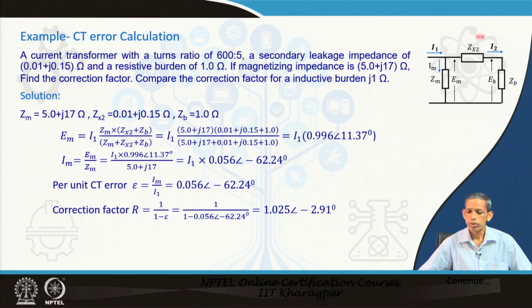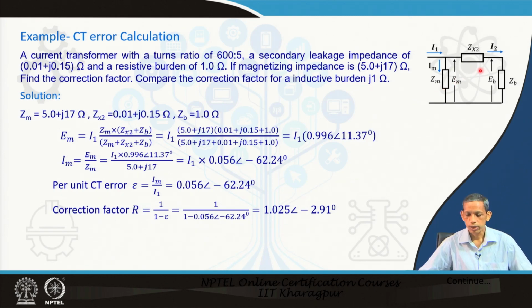So, in the equivalent circuit diagram we discussed earlier, we know the different terminologies, and note that in this case Z x 2 is generally much smaller. So Z m, Z x 2 and Z b values are all given to us, and what we have to calculate is the correction factor error. So, epsilon we will calculate and then we will go for the R value. For epsilon we require I m upon I 1. We first calculate E m, and then E m divided by Z m will be the corresponding I m.